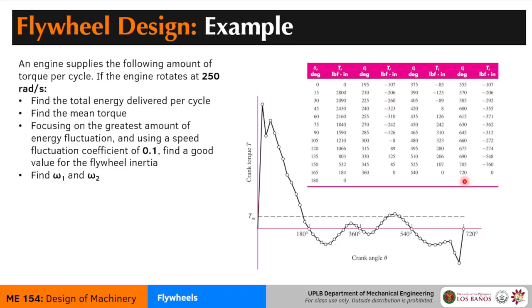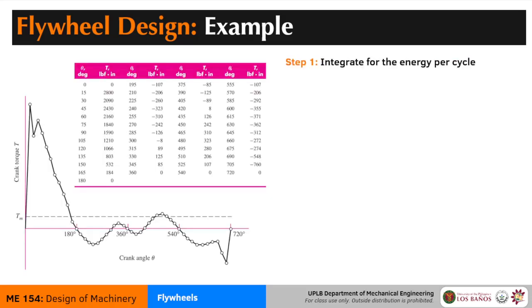Why is it in 720 degrees? Because this engine is a four-stroke engine. So, all right. What do we do first? First of all, we start with integrating this entire curve to get the energy per cycle.